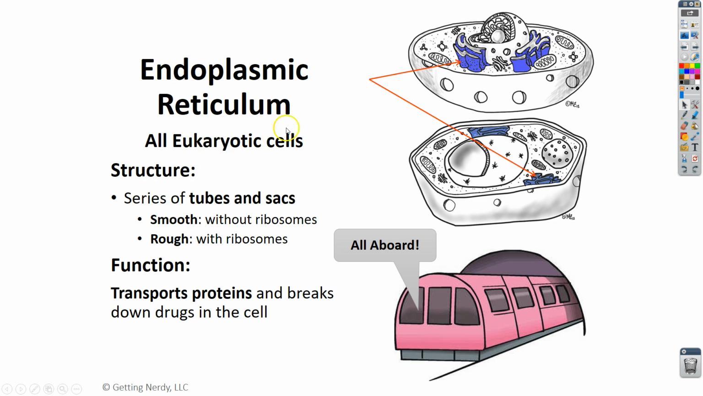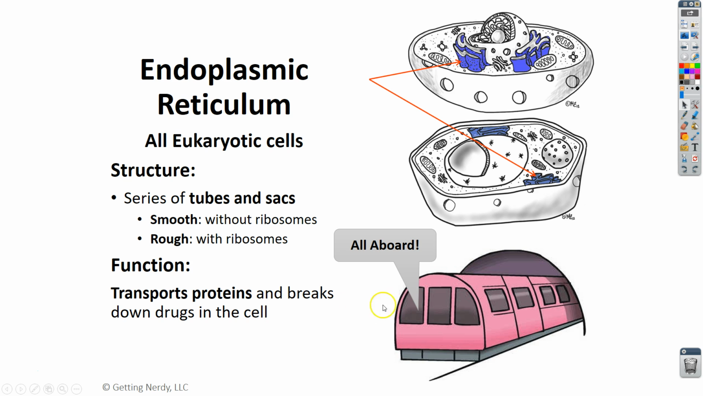Its structure, it is found in all eukaryotic cells, so you'll see the purple structures here are the different types of endoplasmic reticulum. Smooth, we said, does not have ribosomes, but rough endoplasmic reticulum does have ribosomes, and they're just a series of tubes and sacs on the inside, but they're really important for transporting proteins. They can transport proteins, and they break down drugs within the cell.